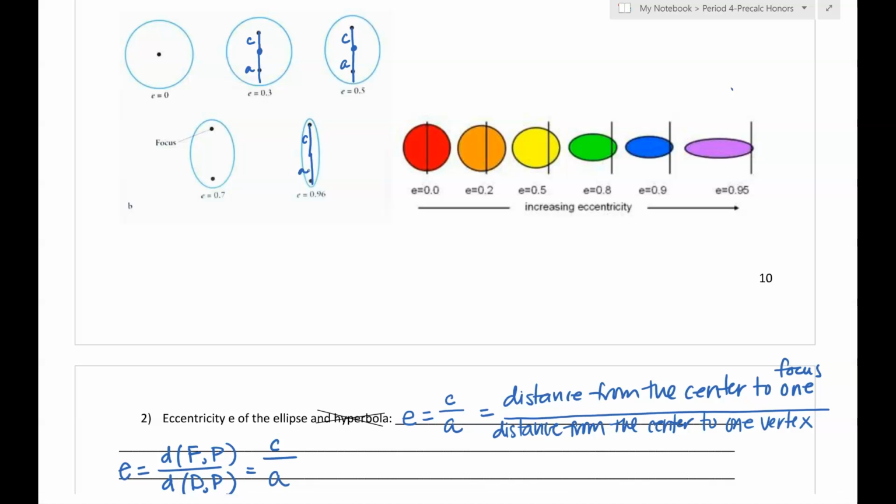Now eventually it's so narrow that it's at the very edge. So look at this purple right here. If it's at the very edge, e equals 1, and e equal to 1 makes it a parabola.